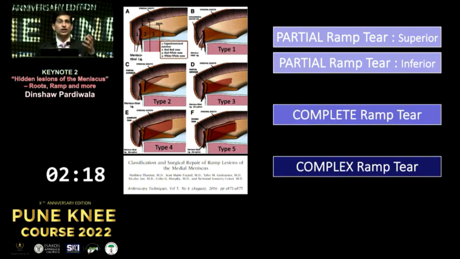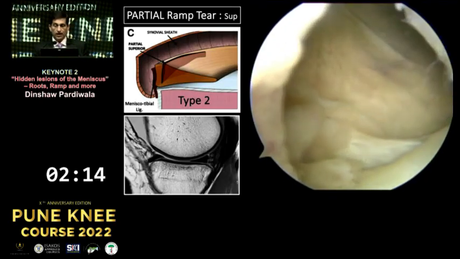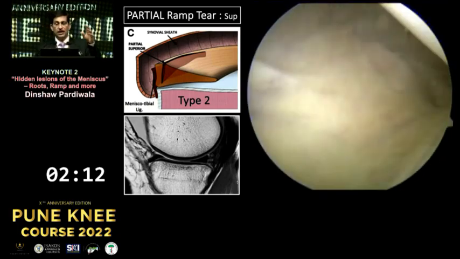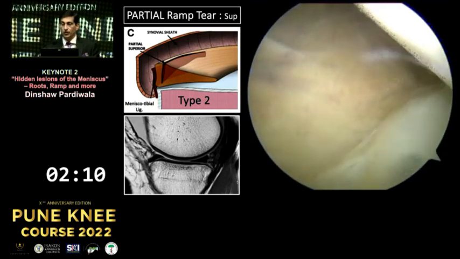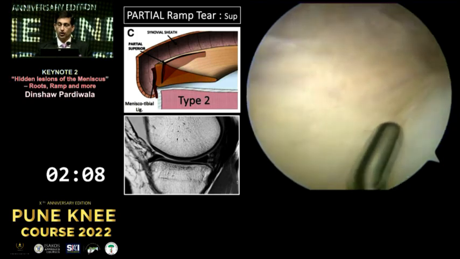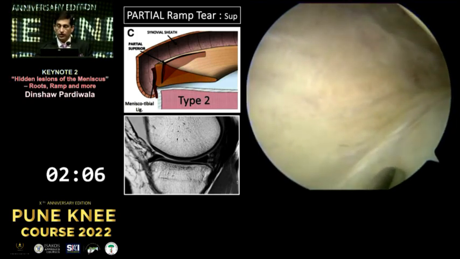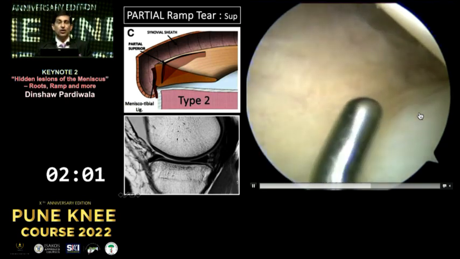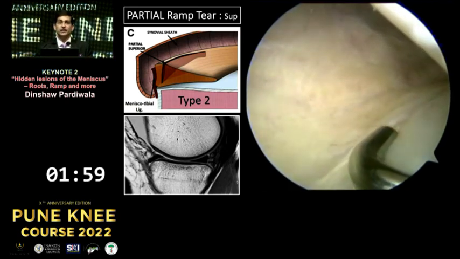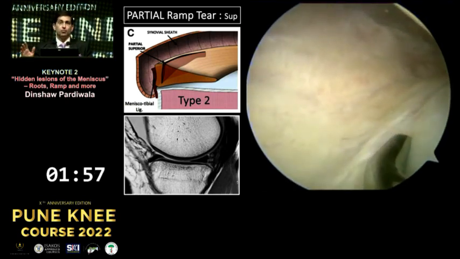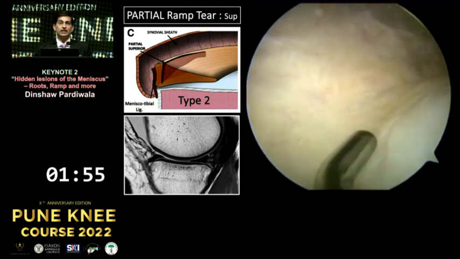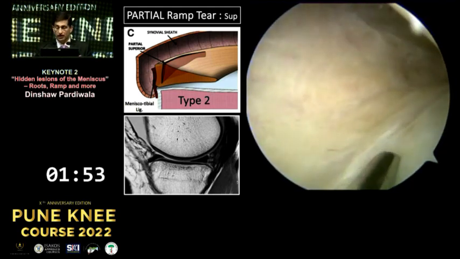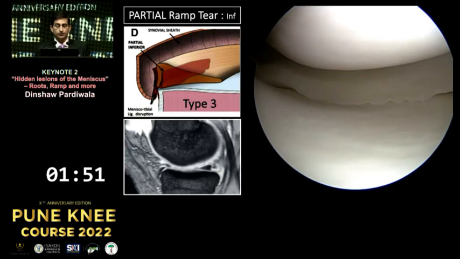And in these, you've got the partial, you've got the complete, and you've got the complex ramps. Now, in the partial, you've got the superior and the inferior. So for the superior, you need to see this with a notch view. So you look from the notch, and you'll note that this is a partial ramp on the superior aspect. Now, this really doesn't require treatment. This just requires a little bit of rasping. You put an ACL in there. This is going to stabilize because the inferior part, the meniscotibial ligament, is intact. This is going to heal.